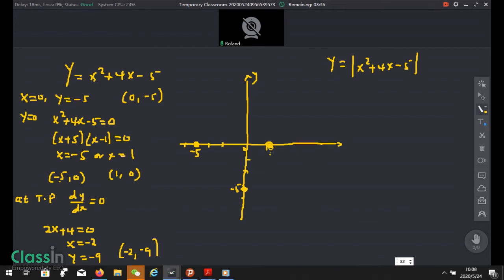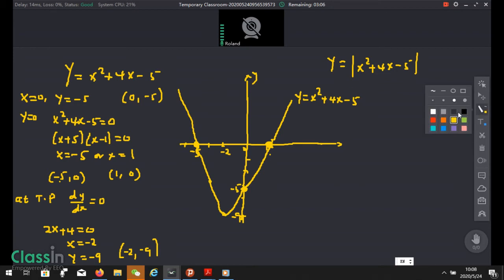So this point. What about the turning point? If x is -2, y is -9. So we have this point. So this is the shape of this graph. We have the turning point here, passing through this point and passing through this point. This is the shape of the graph y equals x squared plus 4x minus 5. Now we want to sketch this graph here.